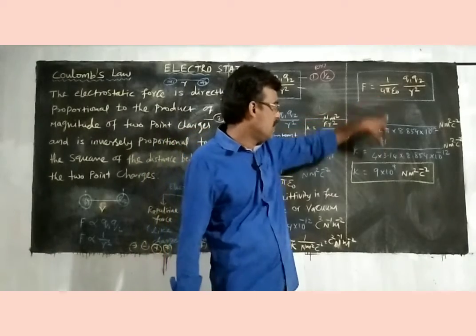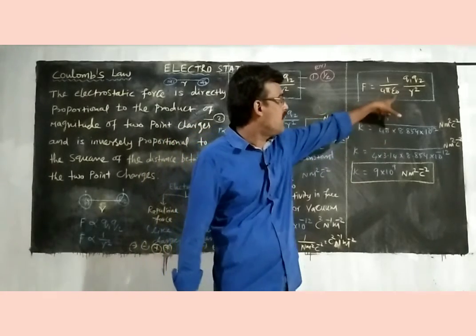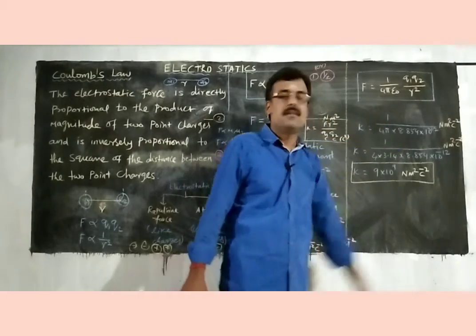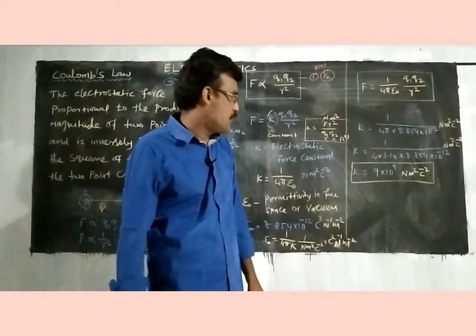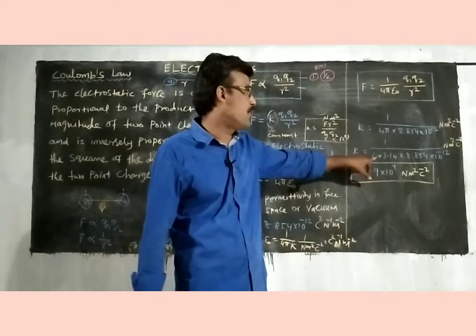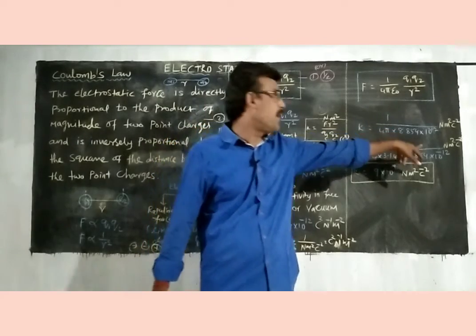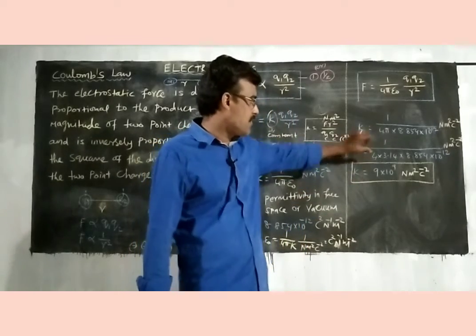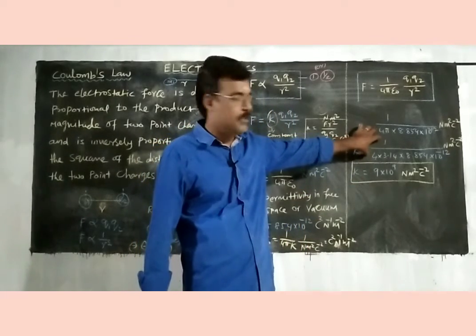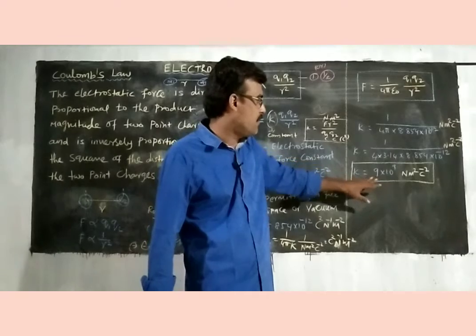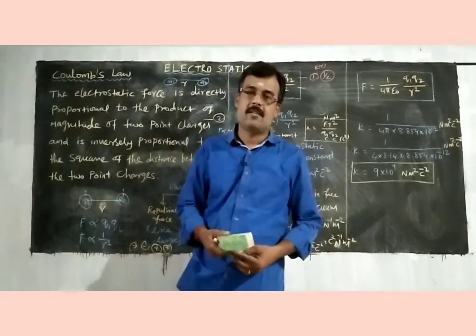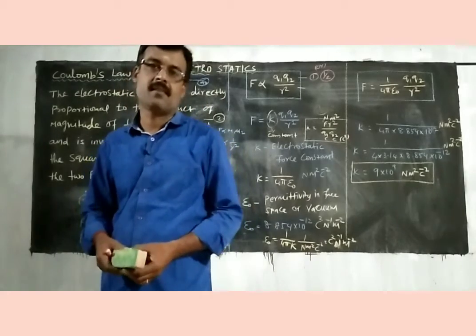So for 4 pi, we write 4 into 3.14, and epsilon naught 8.854 into 10 to the power minus 12 Newton meter square C power minus 2. Then we can solve this arithmetic, and we get the value of k as 9 into 10 to the power of 9 Newton meter square C power minus 2.